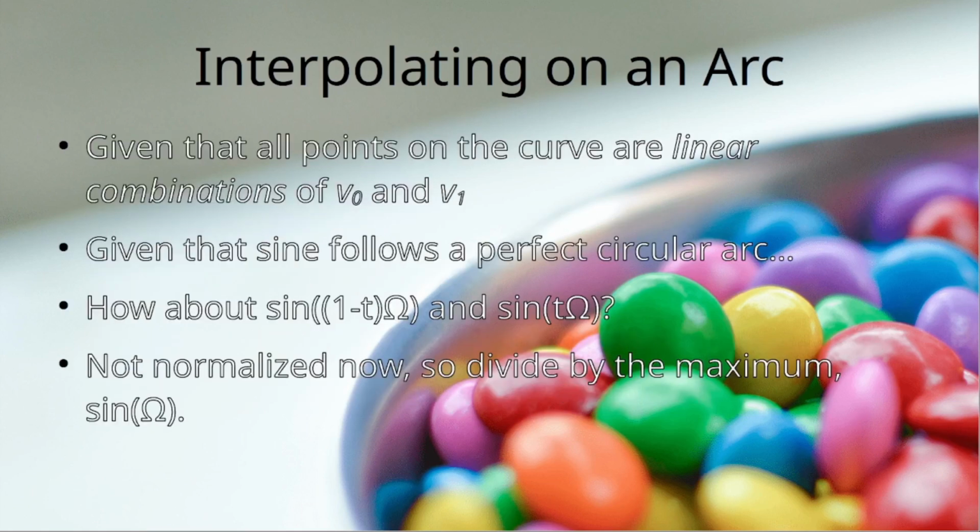Given that all points on the curve are linear combinations of v0 and v1, I'm not going to bother to derive that here, but it is interesting and it's very important to this. And given that sine follows a perfect circular arc, as long as you've normalized it, why not sine of (1 minus t) times omega and sine of t omega? That'll give us the arc we're looking for. The only problem is it's not normalized now. It's not maintaining a constant distance from the radius. So if we divide that by the maximum, which is sine of omega, then it is. Now we have our actual formula for spherical linear interpolation.